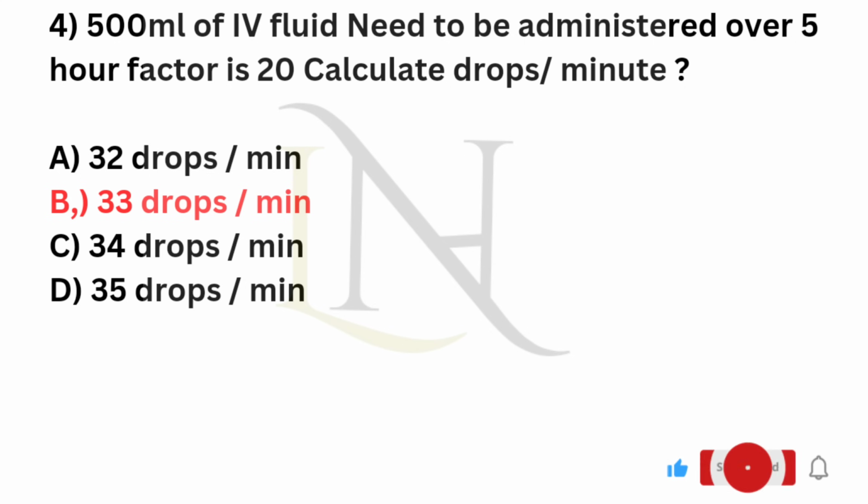Formula is desired dose into drop factor divided by time in minutes. So desired dose is 500 ml into drop factor is 20 divided by time in minutes, means time is 5 hours into 60. Answer will come 33 drops per minute. Move to next MCQ.